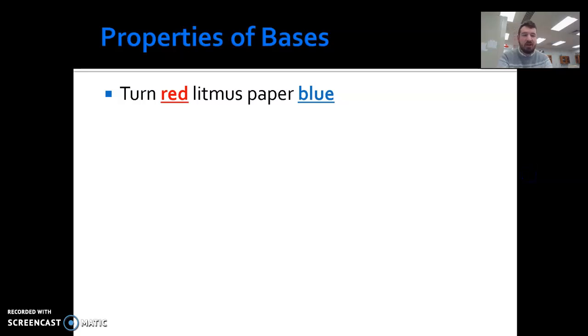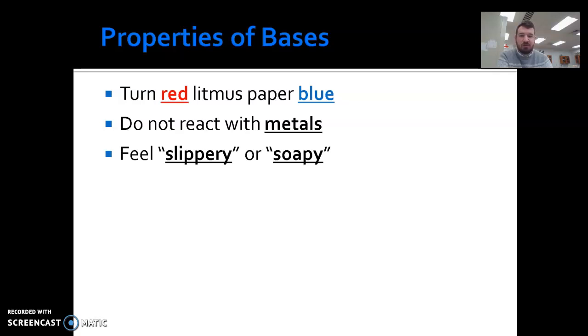All right, so right below, a lot of these are going to be just the opposite of the acid. So instead of what we had for acids, now red litmus paper will turn blue for bases. They do not react with metals, and they feel slippery or soapy. Right, that makes sense because soap was an example of a base for us.